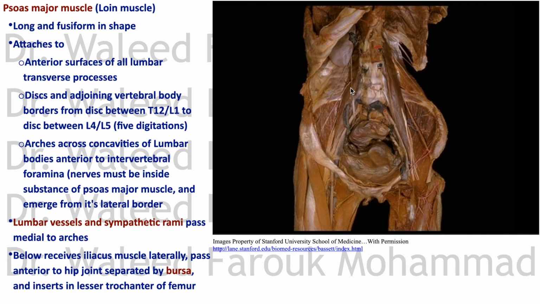So the nerves emerge from the muscle, as you can see here. See the nerves emerging from the muscle, like the femoral, like the lateral femoral cutaneous, like the iliohypogastric and ilioinguinal. We'll talk about that.